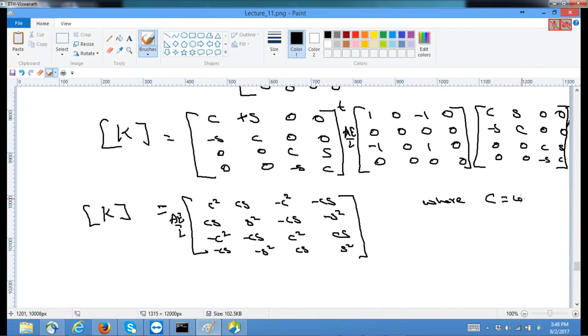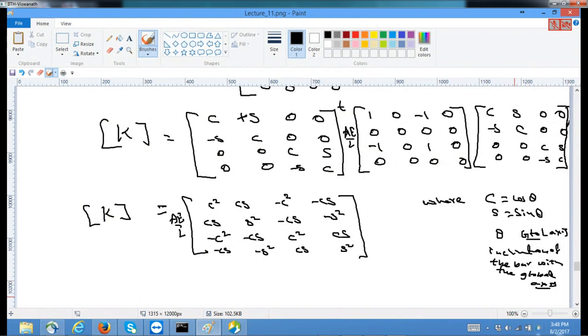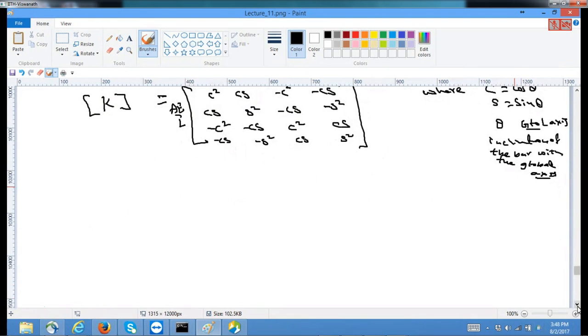This is your global stiffness matrix, where c is equal to cos theta, s is equal to sin theta, and theta is the angle between your global and local axis, or the inclination of the bar with the global axis. So all you need to know is your theta. Once you know the theta, you are determining the entire matrix. This is so generic that theta can be anything.